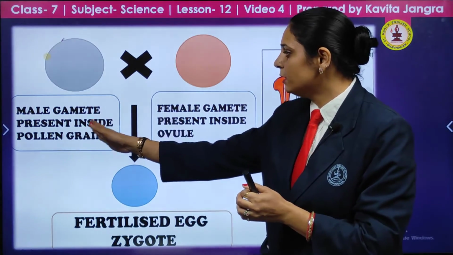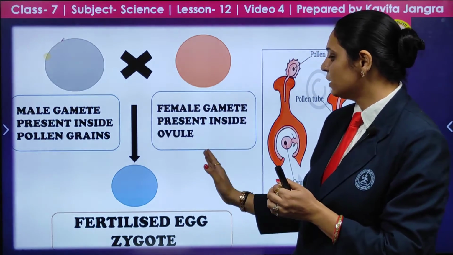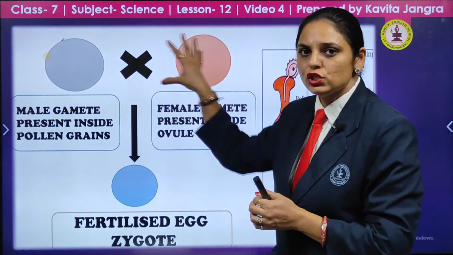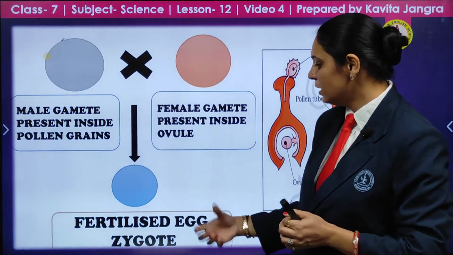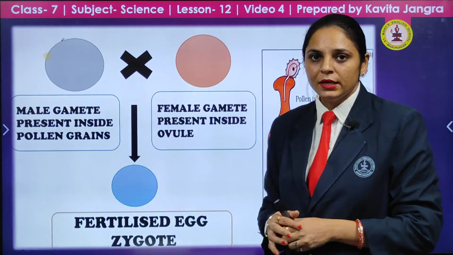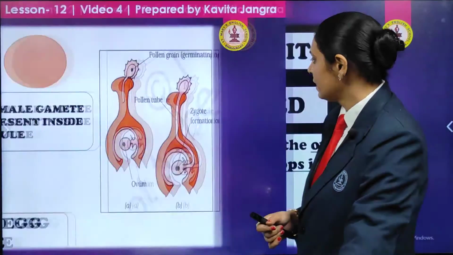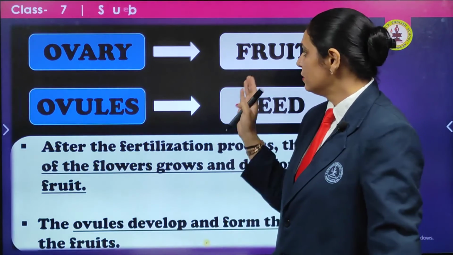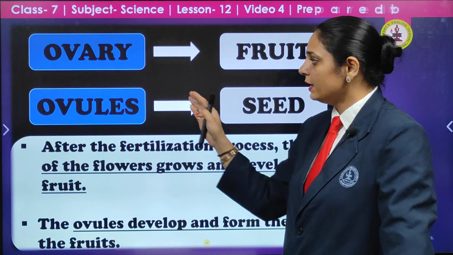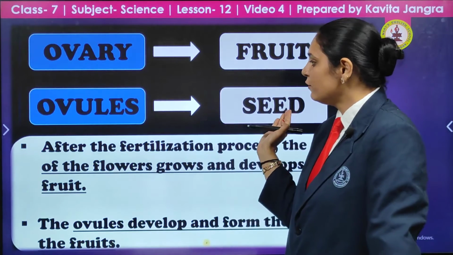When the male gamete present inside the pollen grain and the female gamete present inside the ovum fuse together, that process is known as fertilization, and they form the zygote, the fertilized egg. Now, fruit is formed from the ovary, and the ovules present inside the ovary form the seeds.